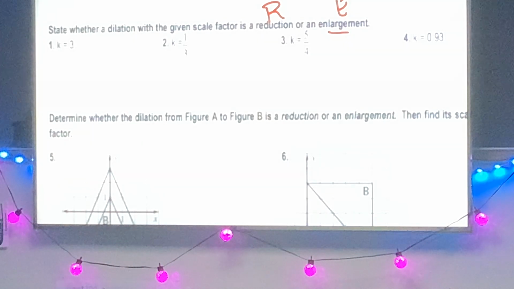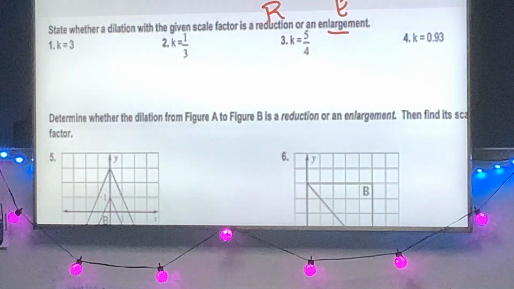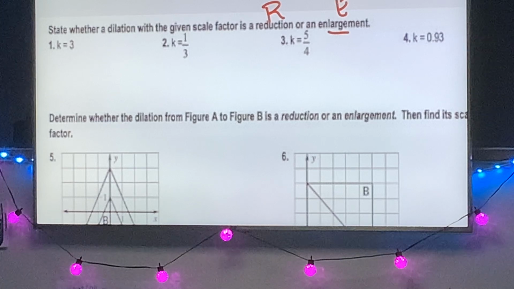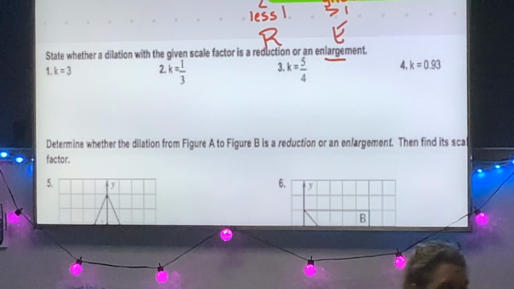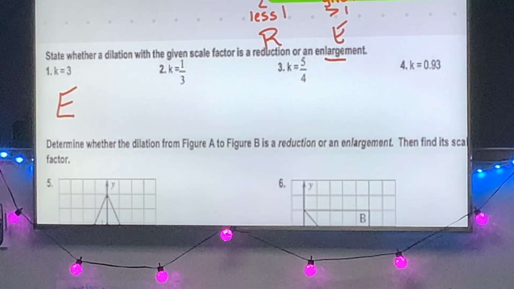3. If I said you have a scale factor of 3, is your figure going to get bigger or smaller? 3. Okay, let's do this. If it's a reduction, it's less than 1. If it's an enlargement, it's greater than 1. Maybe we need to put that down, because some of y'all were not sure. Larger? It is an enlargement because it was 3 and 3 is greater than 1.